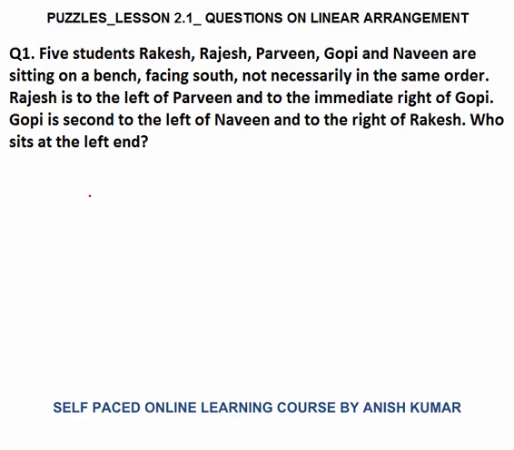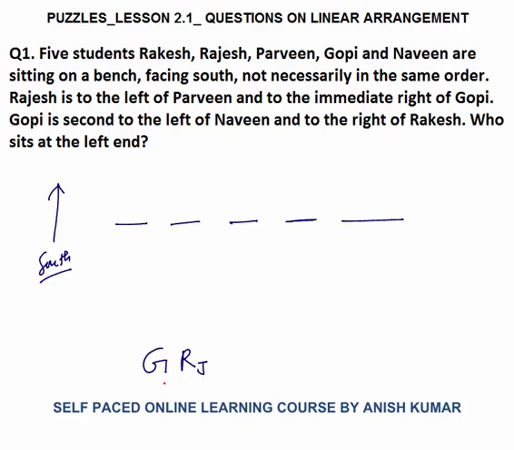Now, question number 1 says that 5 students Rakesh, Rajesh, Parveen, Gopi, and Naveen are sitting on a bench facing south. So you can assume that this is the south direction. 5 persons are sitting 1, 2, 3, 4, and 5. Now Rajesh is to the left of Parveen and to the immediate right of Gopi. So Rajesh is to the immediate right of Gopi.